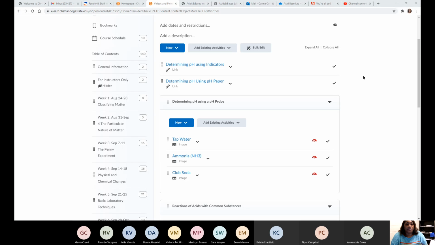And so we're going to be testing marble, which is a building material. It's also used in statues and monuments. And then we're going to be testing a variety of metals and see if they react with our acids. The metals that we're going to test are zinc, copper, iron, and aluminum. And then we're also going to test a protein, egg white.